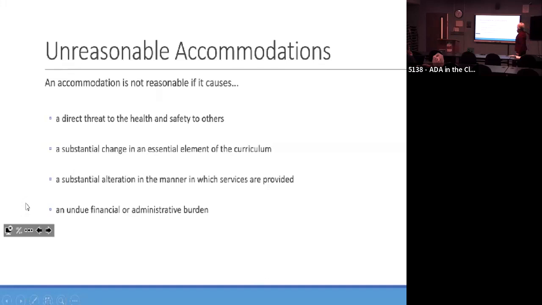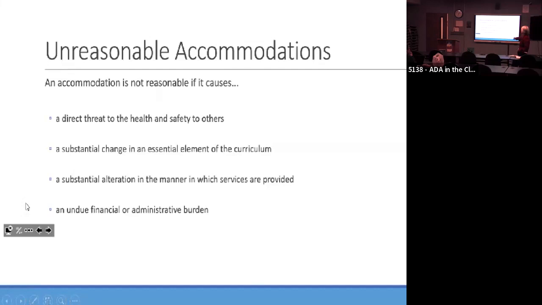Substantial alteration in the manner in which services are provided. This is one I had a hard time with too, but if for some reason someone needed to do their nursing clinicals only on Saturdays, I know it's a stretch, and we had to hire one of our faculty to work on Saturday, we're not doing that. And we are not by law required to do that. That would not stand in court, because that's a substantial alteration in the way we provide that service.